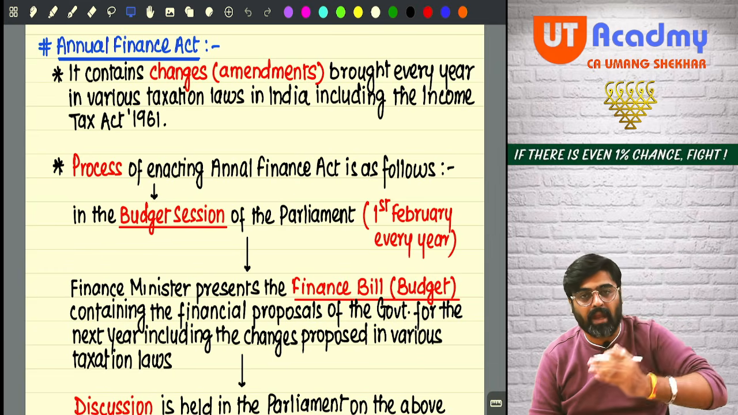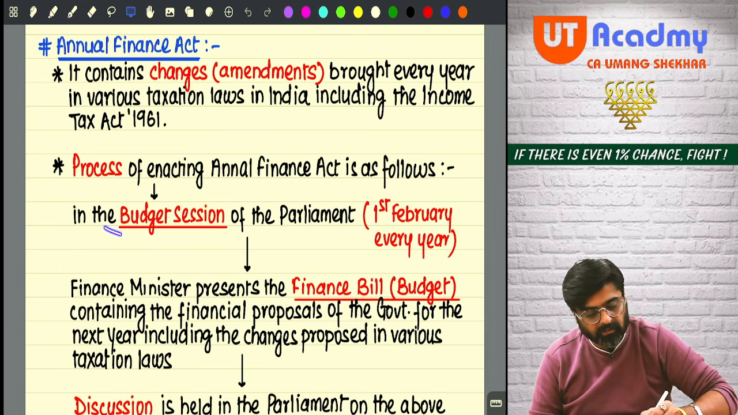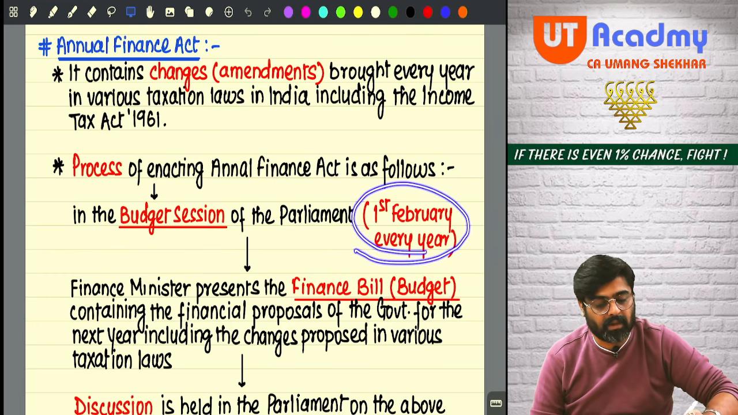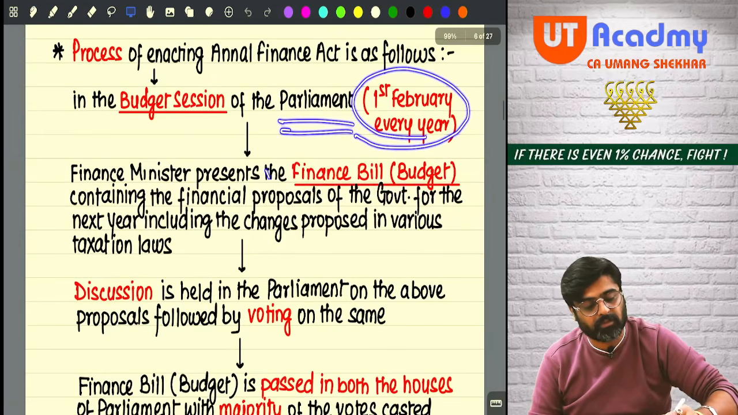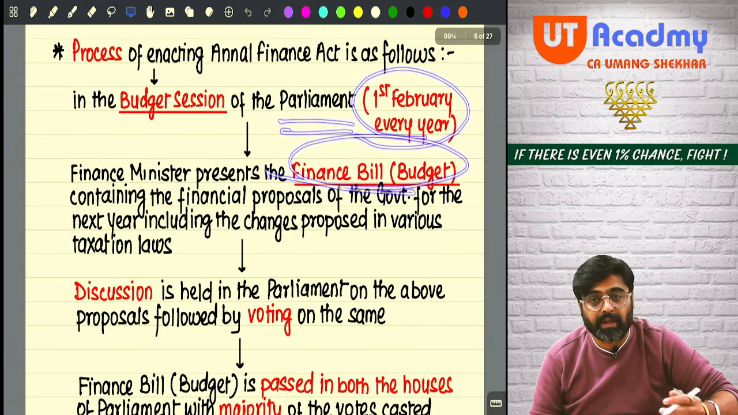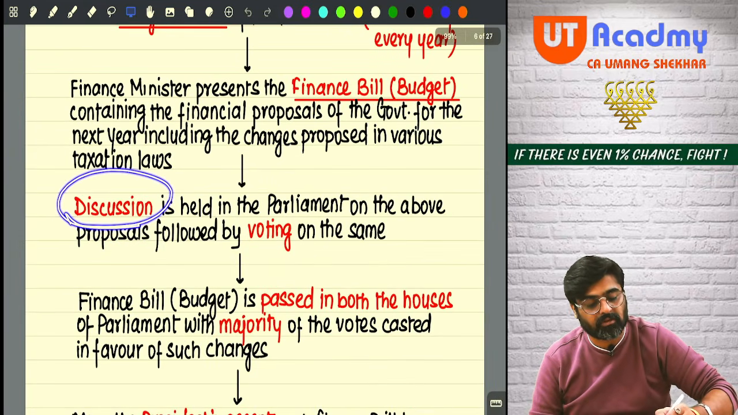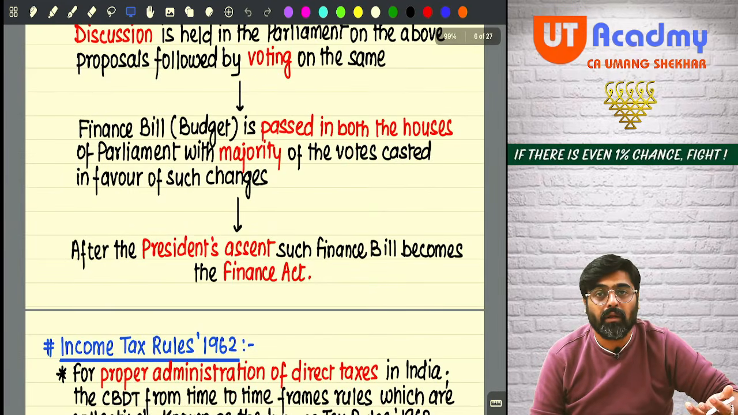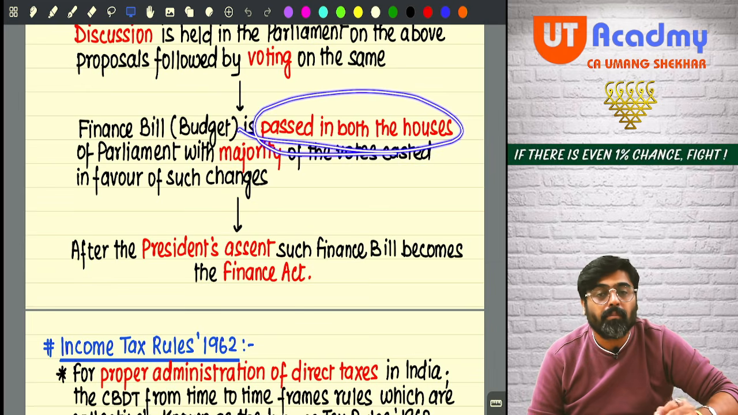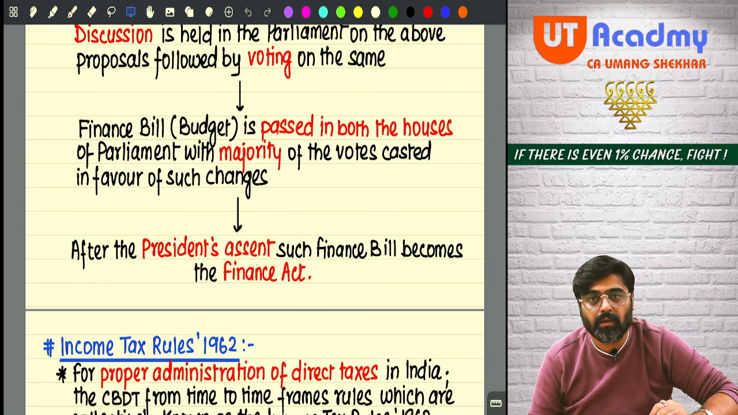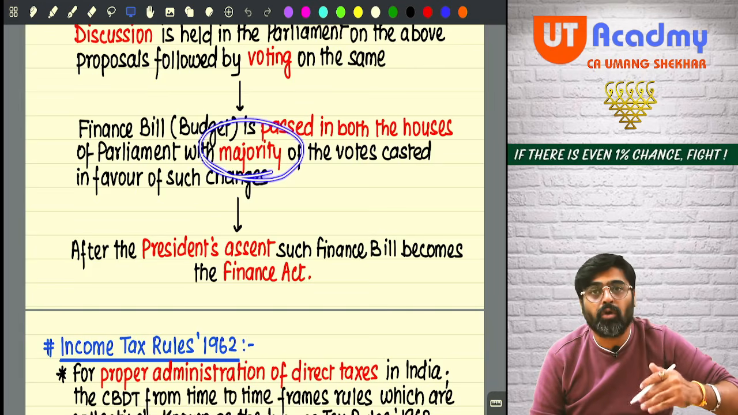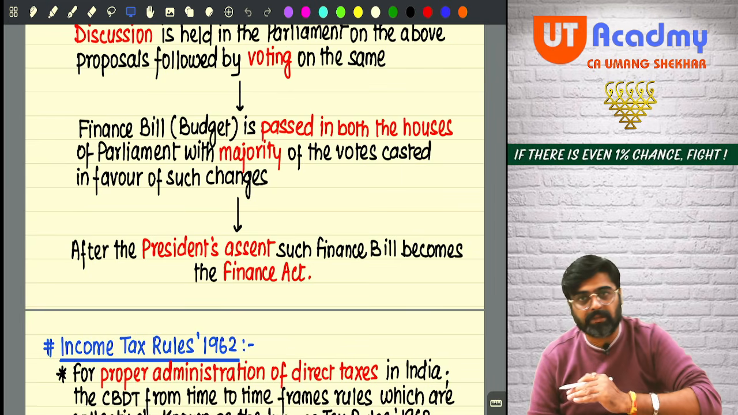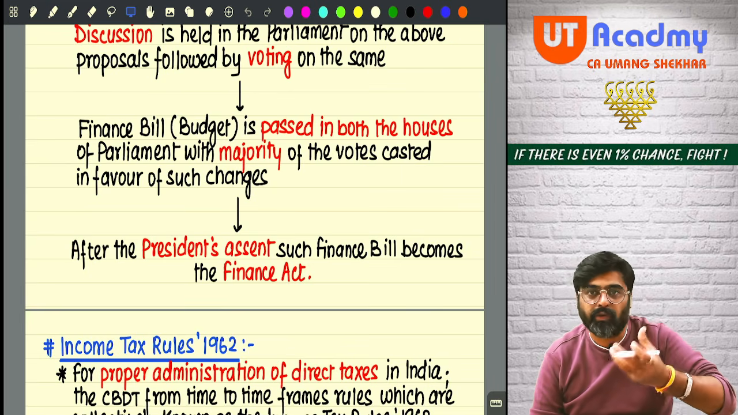The process of enacting the Finance Act is as follows. How is the Finance Act made in India? First, the budget session is held on 1st February every year in the Parliament. The finance bill is presented by the finance minister, then discussion happens, then voting happens, then what happens? That finance bill is passed in both houses of the Parliament with the majority of votes cast in favor of that bill. Then once it is passed, it becomes a passed finance bill.